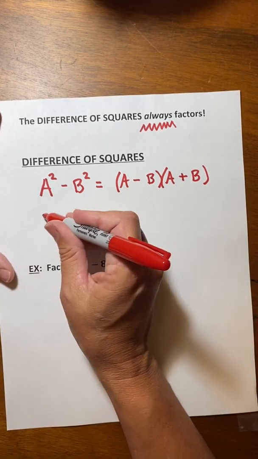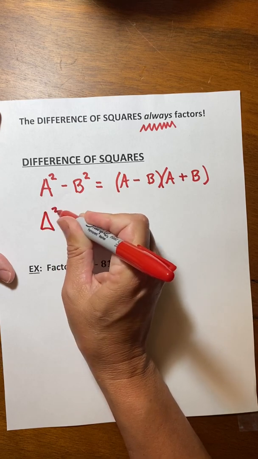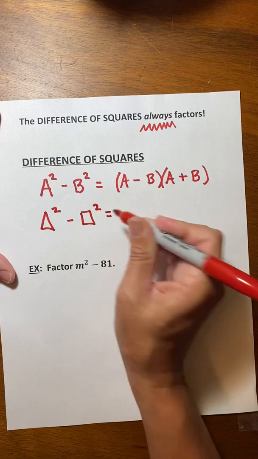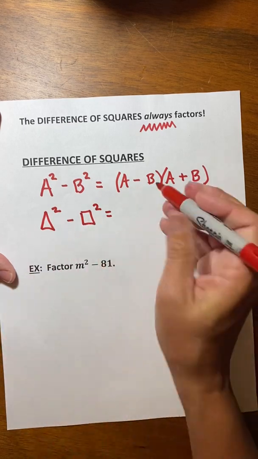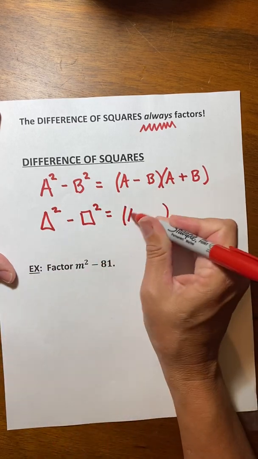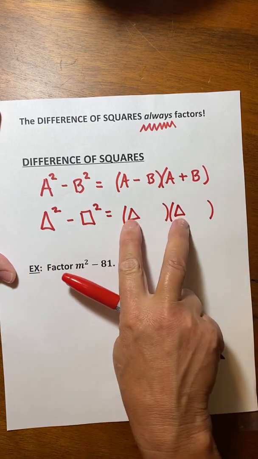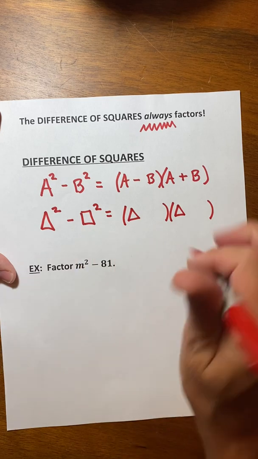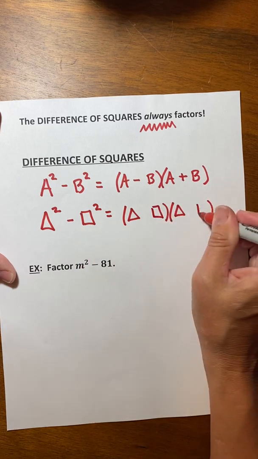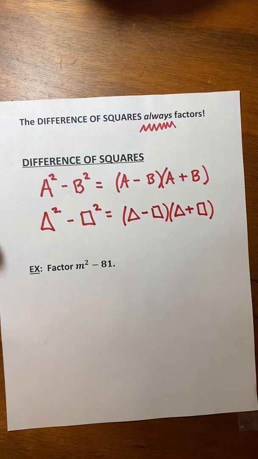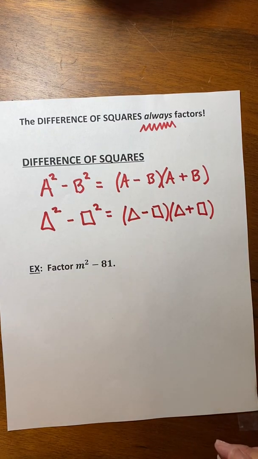Whatever you're squaring, triangle squared minus square squared, something squared minus something else squared, always factors. Whatever's first is going to go first here. Whatever's being squared second is going to go second in the parentheses. It's going to be minus plus, or plus minus. Again, it doesn't matter. In multiplication, we can switch the order in which we multiply.